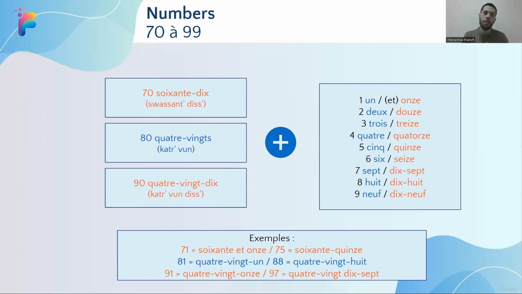All right, so that's the numbers from 70 to 99. I hope this was clear enough because this is basically the end of today's lesson, right? Very short one for today, right? So the numbers from 21 to 99, okay? Again, I encourage you to practice more on your own and to repeat whenever possible.